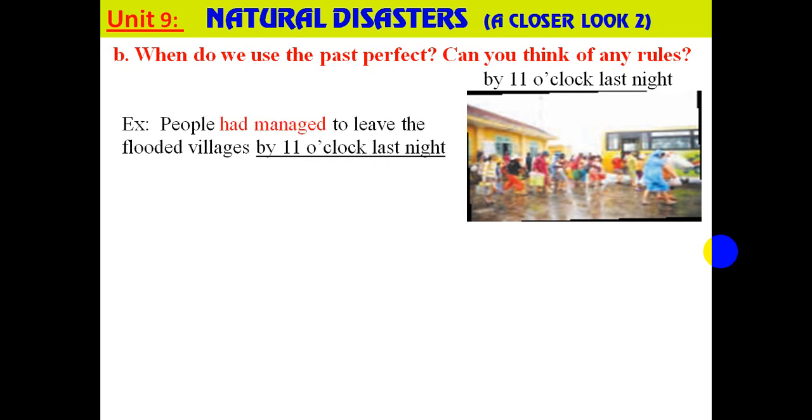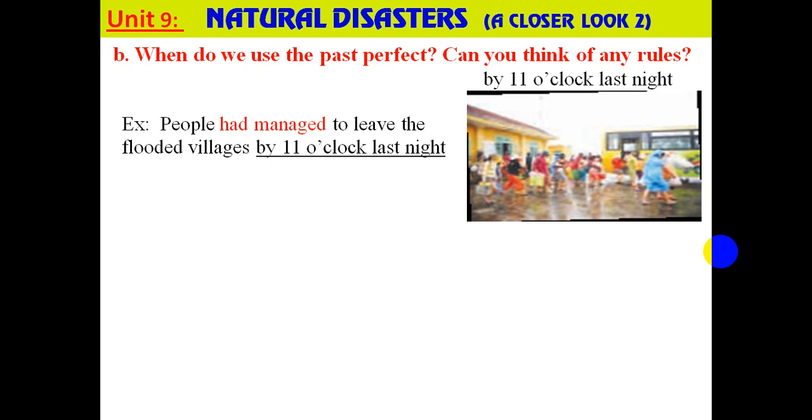People had managed to leave the flooded villages by 11 o'clock last night. Câu ví dụ cho chúng ta thấy gì? Người ta đã nỗ lực, đã cố gắng để rời khỏi những ngôi làng bị lụt trước lúc 11 giờ tối hôm qua. Thời điểm 11 giờ tối hôm qua là quá khứ đơn, và hành động xảy ra trước một hành động trong quá khứ thì người ta dùng quá khứ hoàn thành.